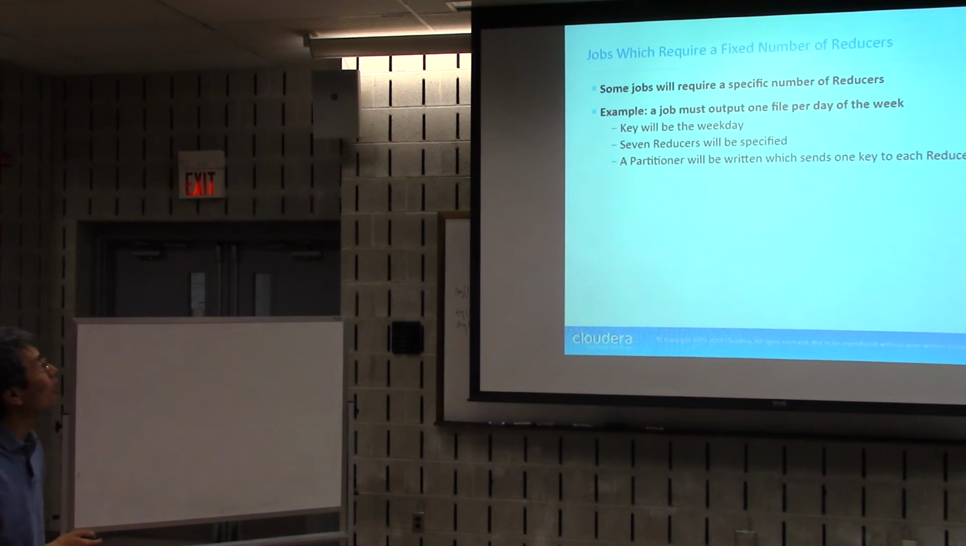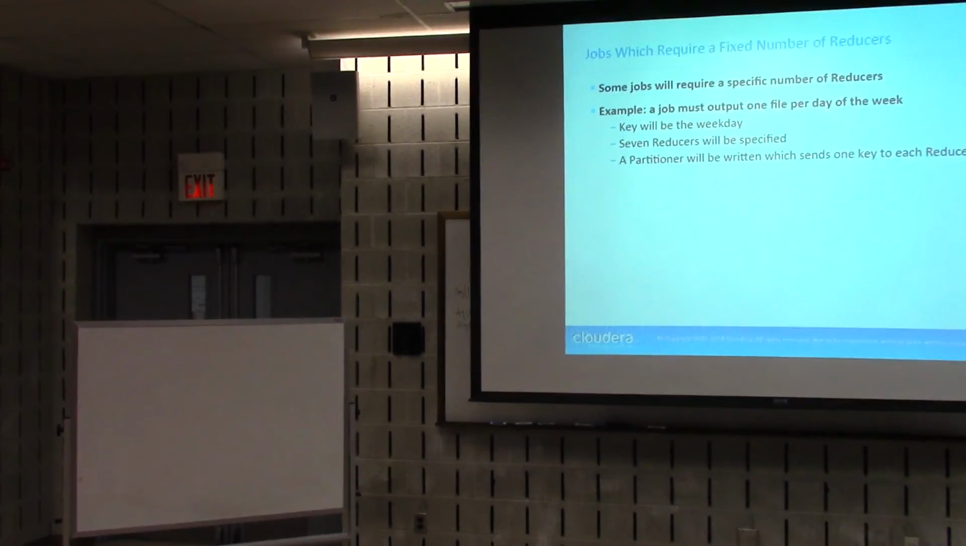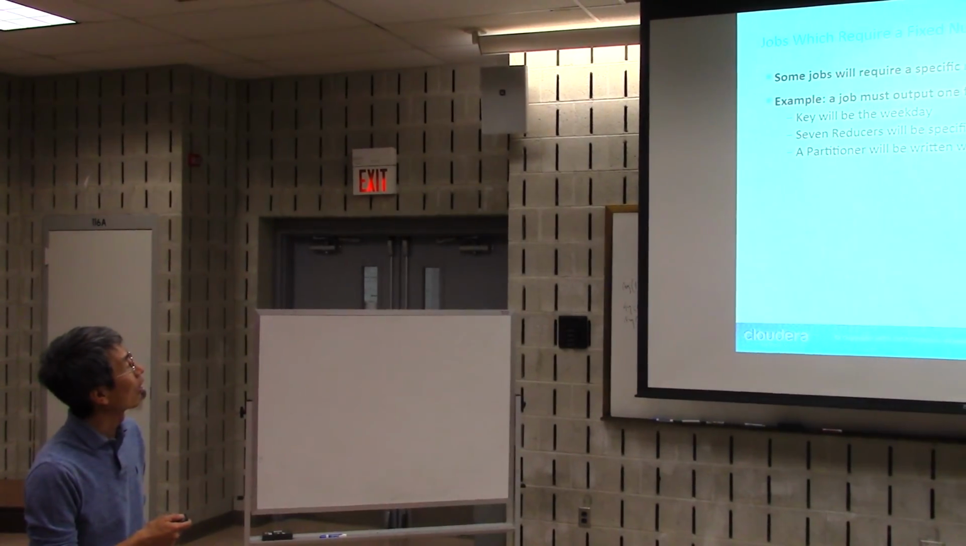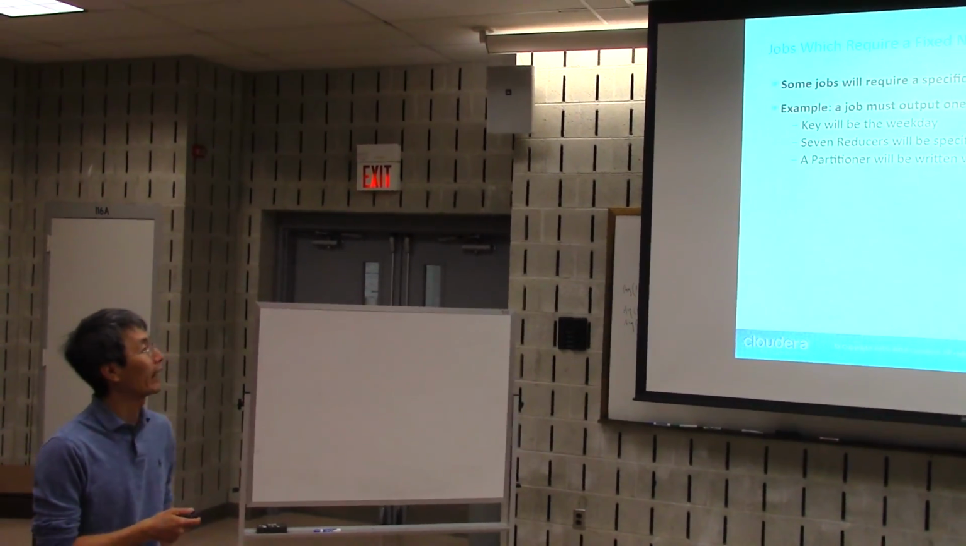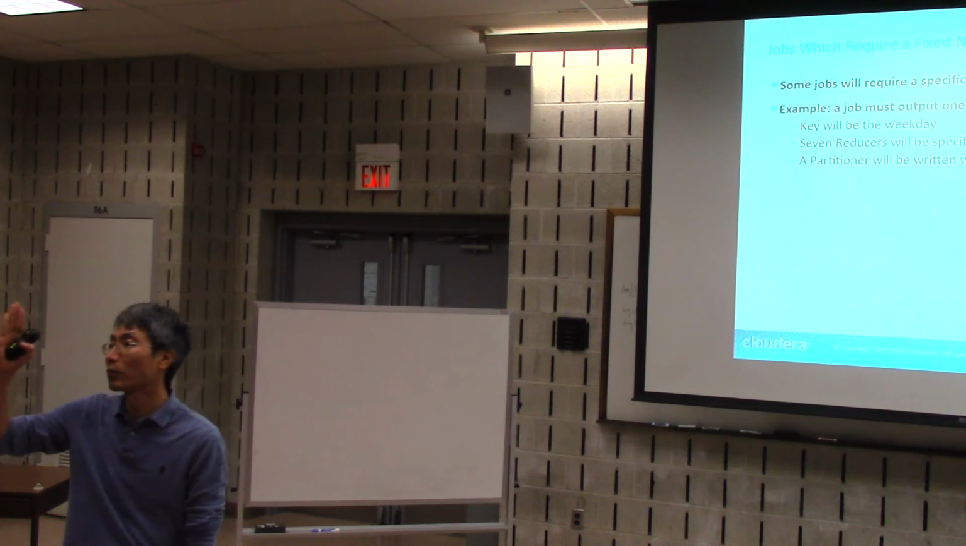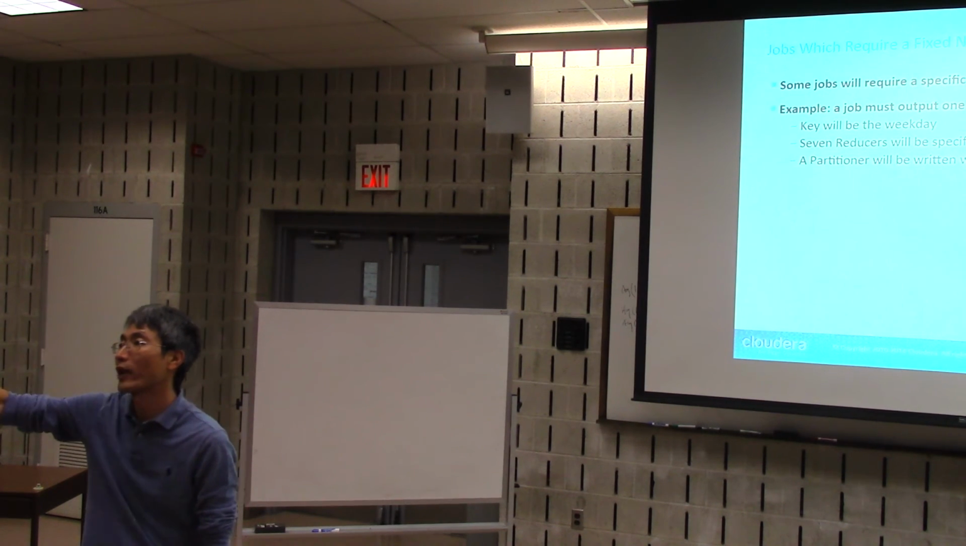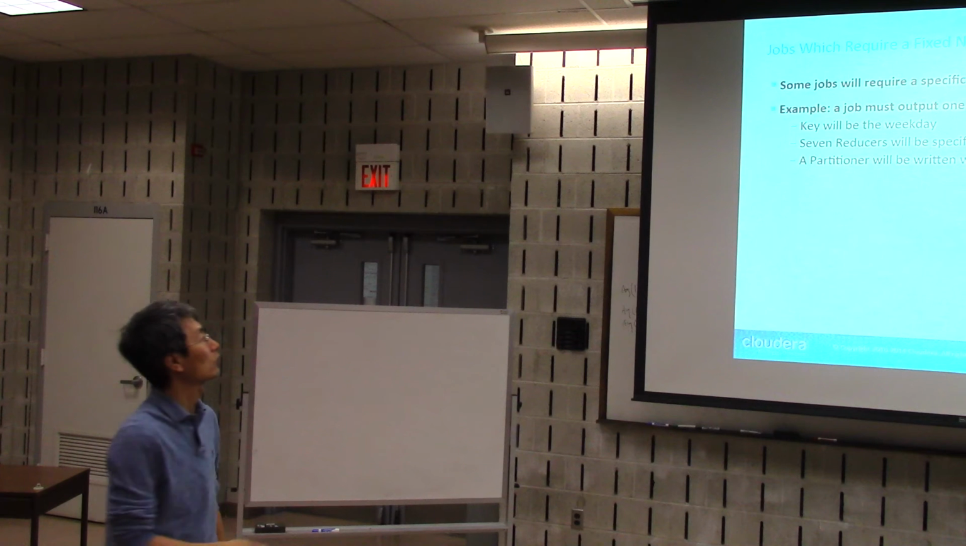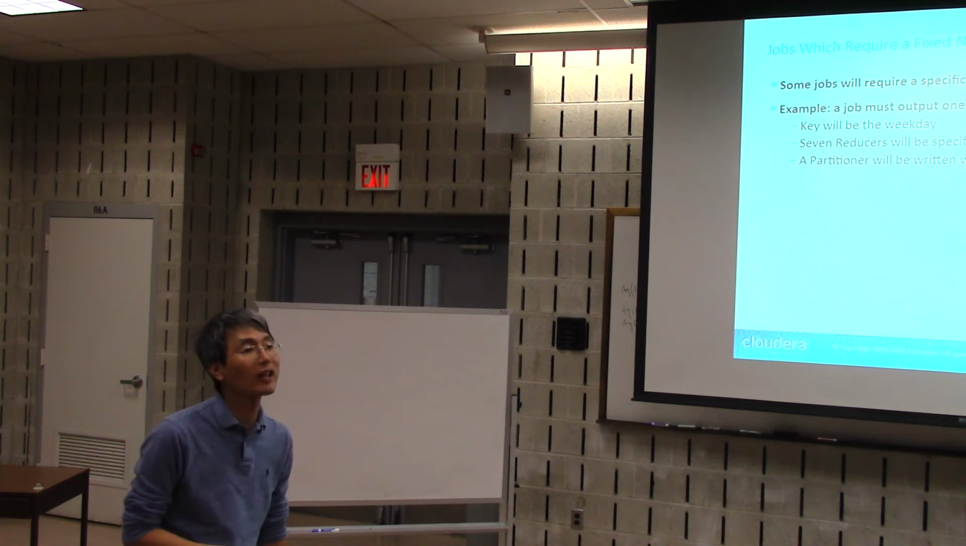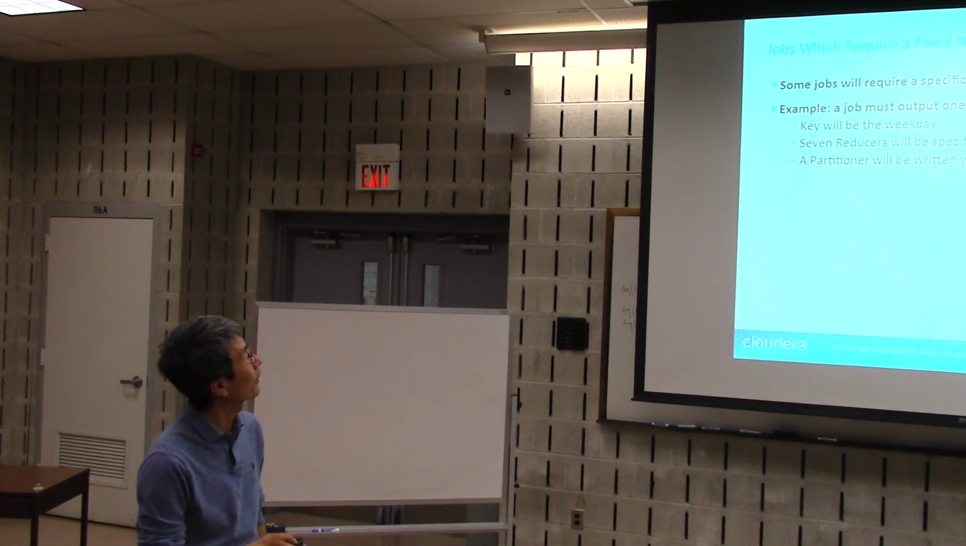So these are examples of MapReduce programs that can use such a partitioner. For example, the key will be the weekday, the day of the week. For each day of the week, we have some transaction log data. At that time, we can have 7 reducers.